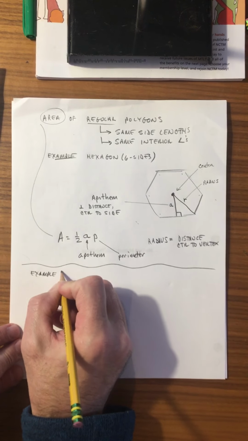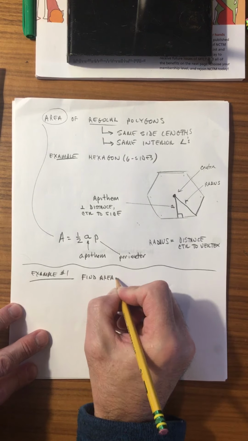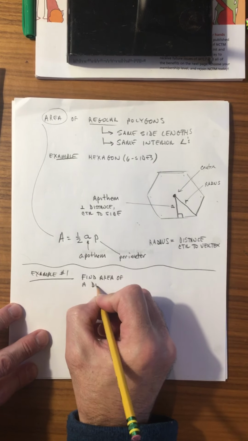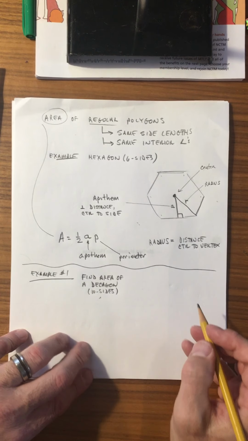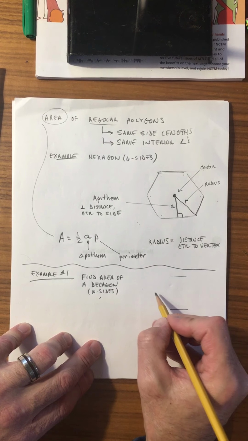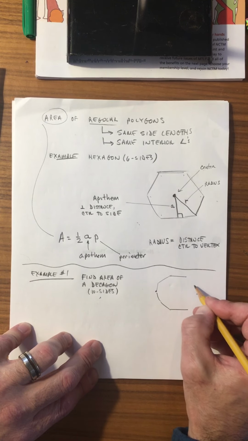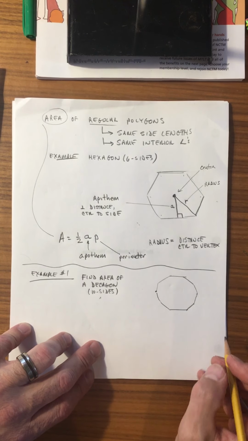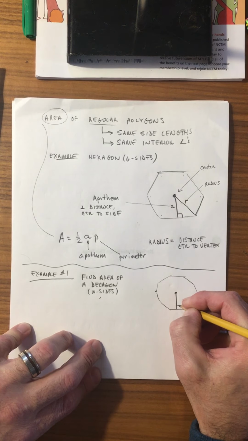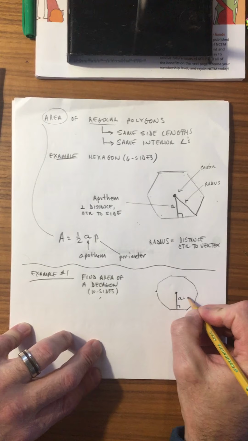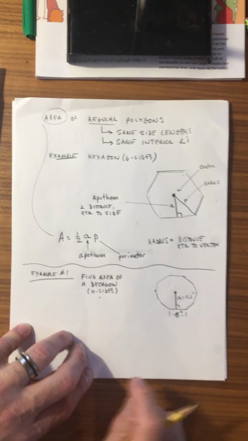Example number 1. Let's find the area of a decagon, which has 10 sides. I'm going to try and draw a sketch. No promises that it'll be very good. Okay, so there's my decagon. And here's the information that we know. We know that this distance, the apothem, is 12.3 inches. And then we know the side length is 8 inches.